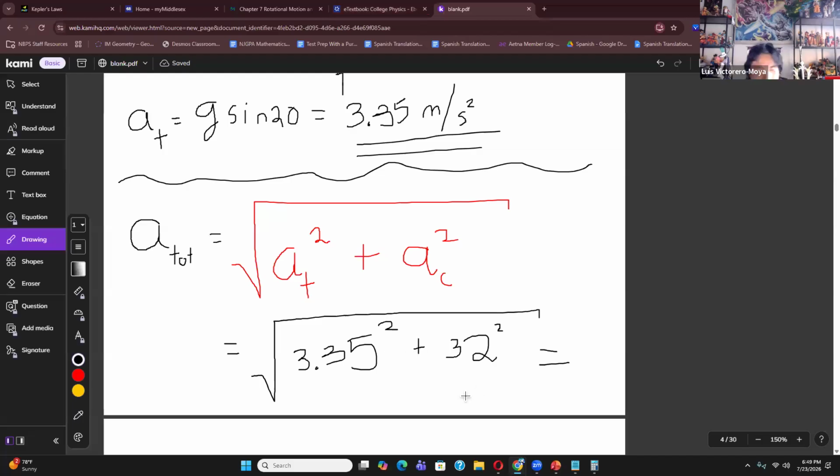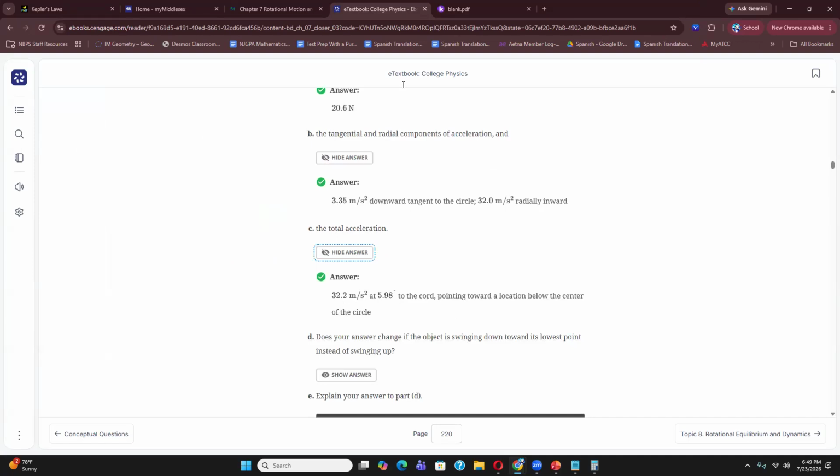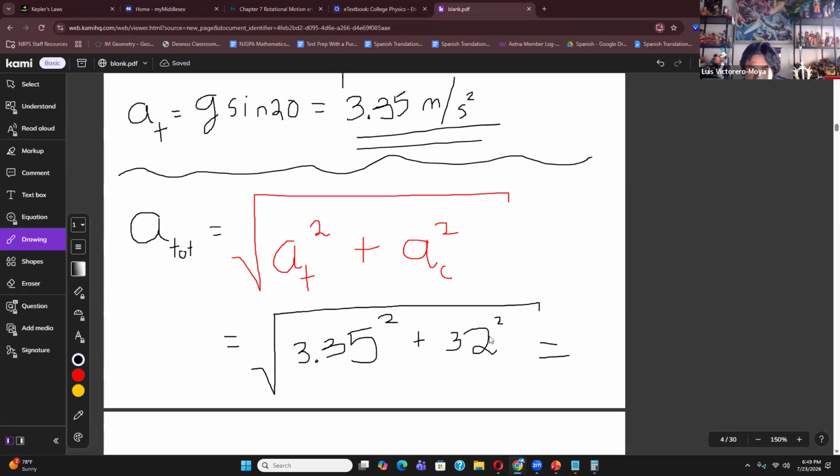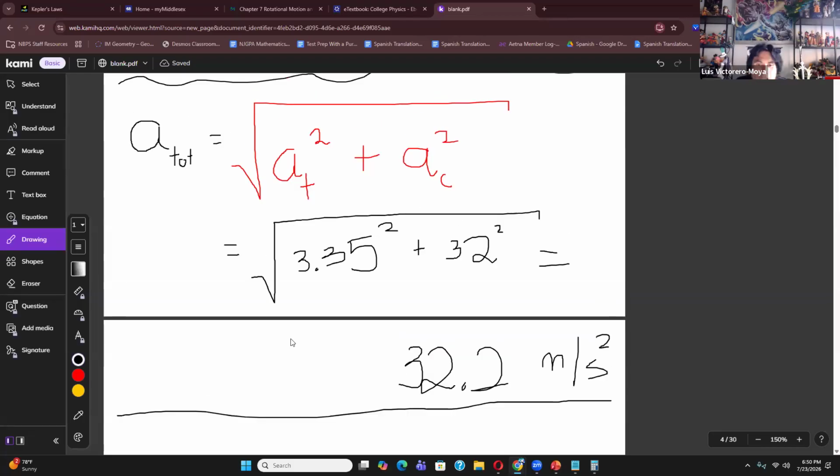What's the answer for this? So double check and then we can go over this again, just if you have any questions. So what do you get for total? 32.17. So 32.2 meters per second square. All right. Any questions?